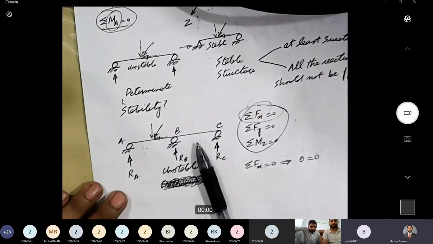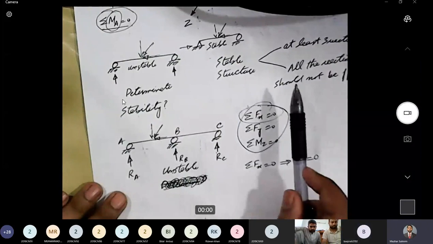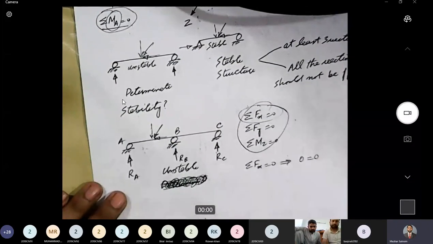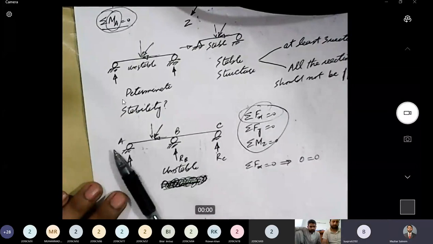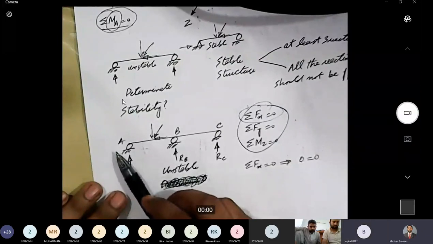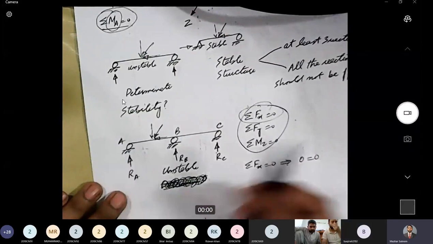No, there are two conditions. At least three reactions, and the second condition is all those reactions should not be parallel to each other. Whenever both these conditions are satisfied, that structure will be a stable structure. Okay. Yes, sir. All right, Hasham, did you want to ask something?